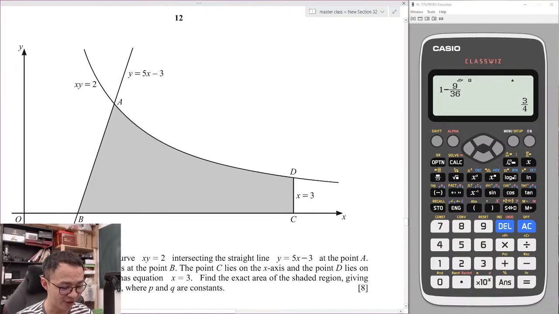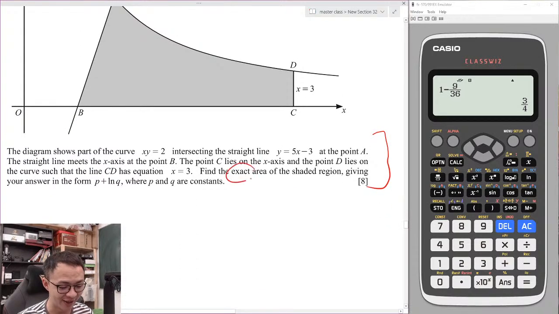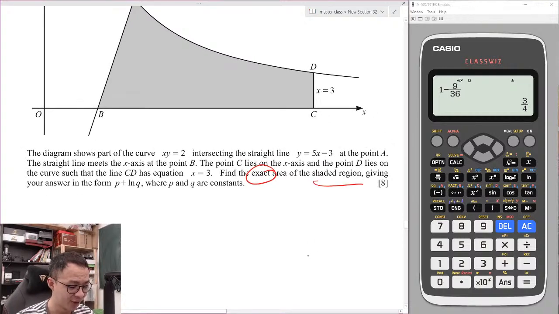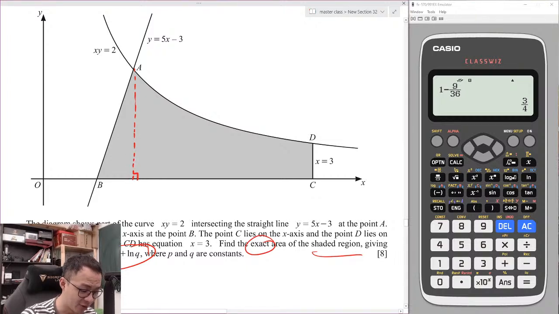Okay, number 9, you have a diagram like this, and then they give you some information. Make sure you read the information. So over here, I screen through the information. Everything is already exactly in the diagram. But then I will pay attention to the word exact. That means I cannot put in decimals because I see the word exact here. Now I want to find the area of the shaded region, and give your answer in the form p plus ln q. So we find the shaded area. I will separate this into parts, I draw a perpendicular line, or we call it a normal line, which is 90 degrees to the x-axis.